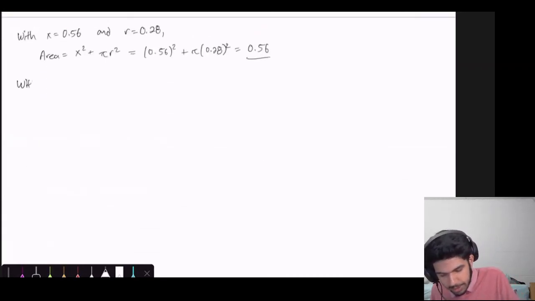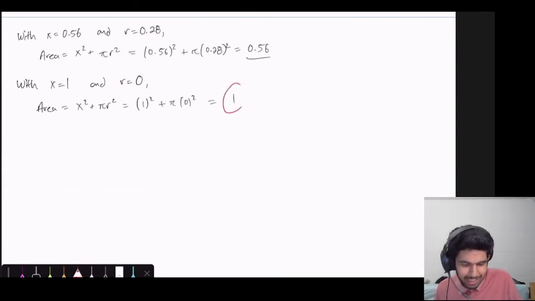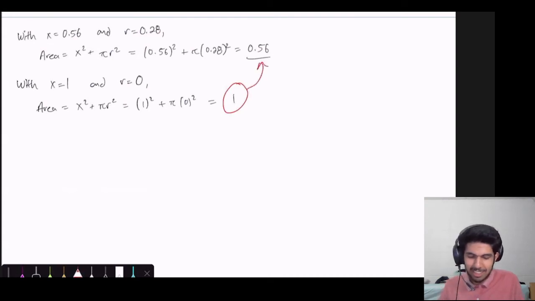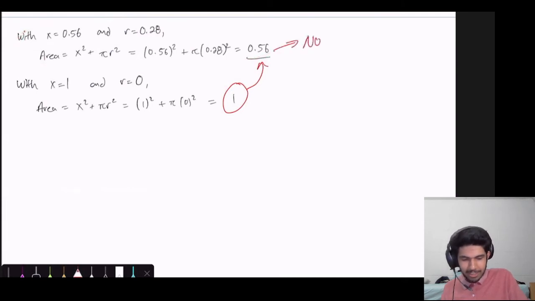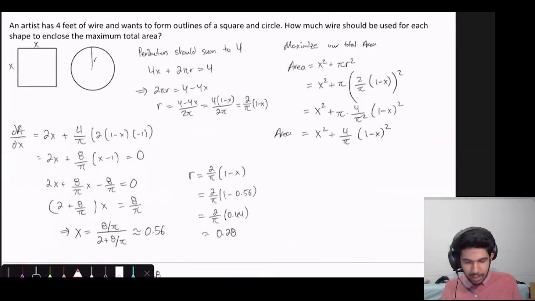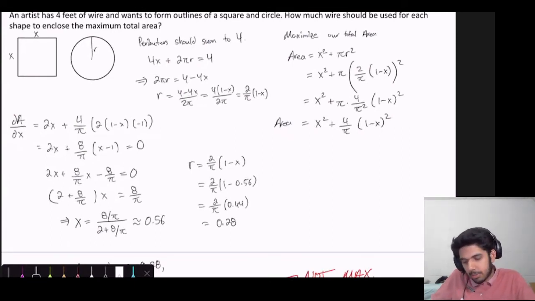So with x equals 1 and r equals 0, area equals x squared plus pi r squared equals 1 squared plus pi times 0 squared. That's equal to 1. And you're like, wait a second, this is greater than that. So this can't be our maximum. Not maximum. Okay, and now you're like, okay, this is not good. We just solved it for absolutely nothing. It's a wrong answer.